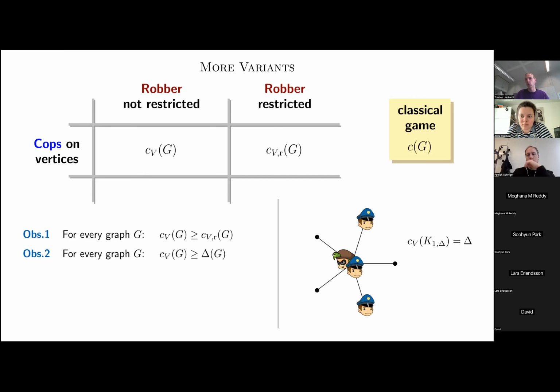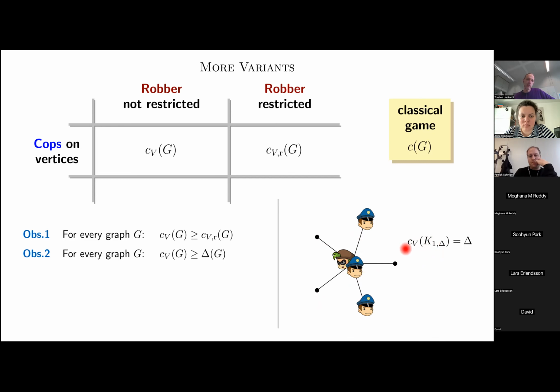So if there's not enough cops available to do this, then he will never be surrounded. This is prevented by the restricted variant. Yeah, for instance, here I have a little graph. This is a K1 delta. Yeah, there's just a star graph with one center and delta leaves around it.